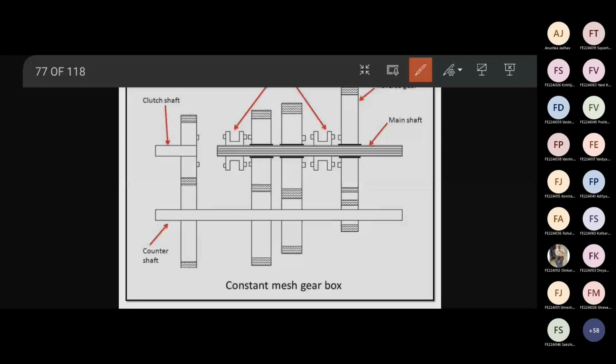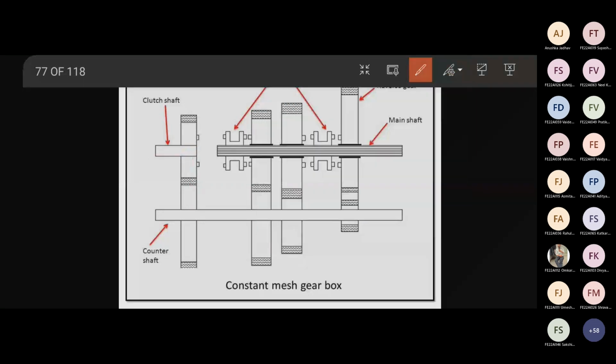Now you can see, suppose this is the constant mesh gearbox. In this, 3 forward and 1 reverse gear is there, right? Suppose I want to engage the first gear. So what I will do, this dog clutch will be moved in this direction, right? So power will be transferred like this, right? So this is the first gear, right?